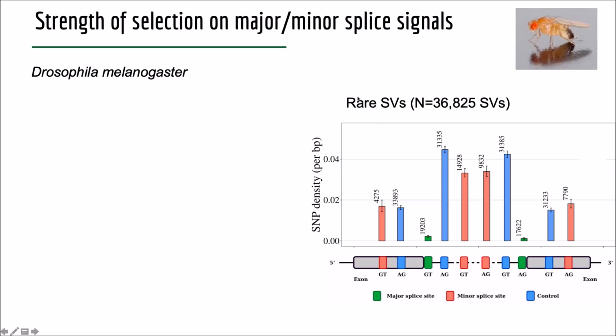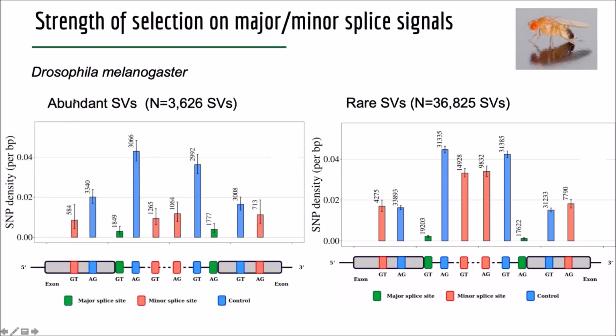And as you can see, for rare splice variants, the level of polymorphism observed at minor splice sites is much higher than what is observed for the major splice sites. And it's not very different from what is observed at control regions. So not a strong evidence. We see here some evidence for a selective pressure on minor splice sites within introns, but within exons, it's not detectable. So this is what we observe for rare splice variants.